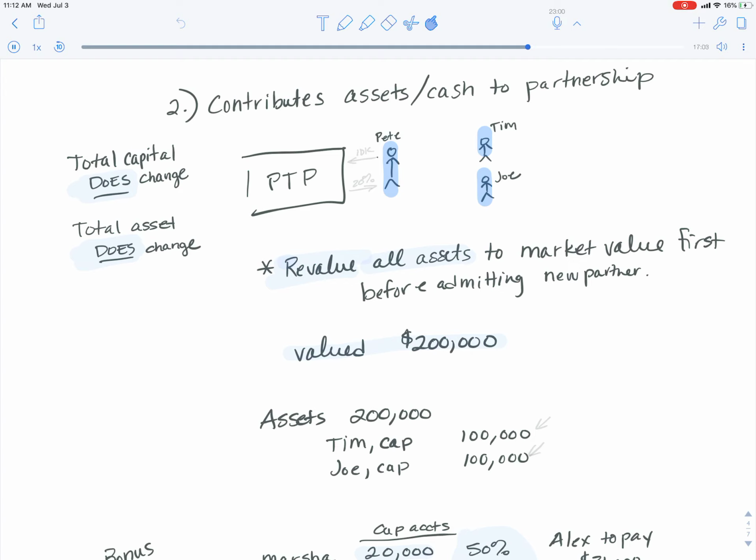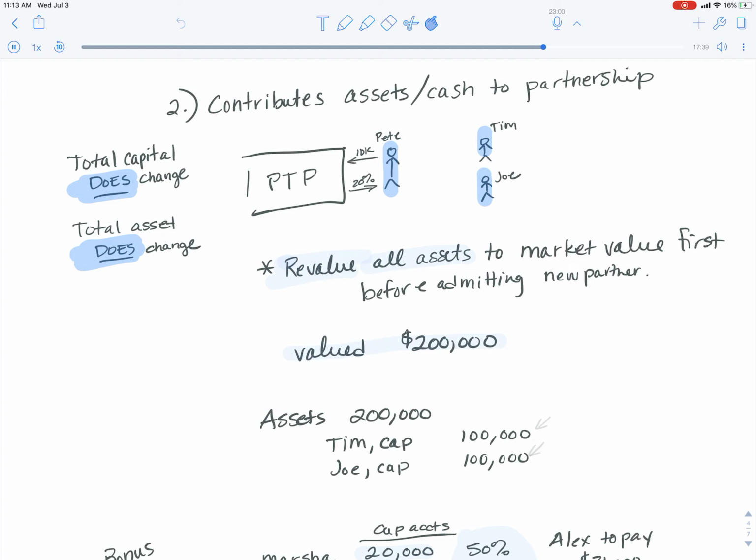Well, in this situation, Pete is actually putting the $10,000 into the partnership, and the partnership is giving him 20%. So in this situation, capital does change. We now have $10,000 more in capital. Total assets do change. We now have $10,000 more in cash. So this is going to be a different process. Before we accept Tim or Pete into the partnership, we're going to need to revalue our assets first.